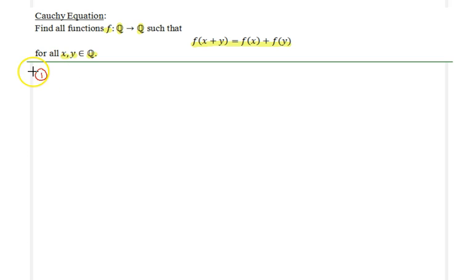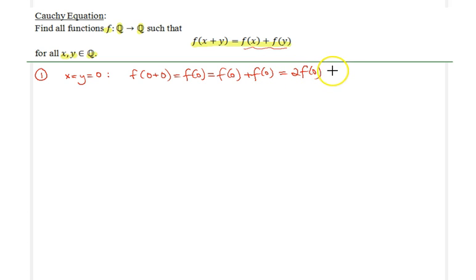In the first step, notice that by plugging in x equals y equals 0 into the equation, we get f of 0 plus 0, which is equal to f of 0, equal to, from the right hand side, f of 0 plus f of 0, which is 2f of 0. From here, f of 0 being equal to 2f of 0, there's only one explanation, and it is that f of 0 is simply equal to 0. So that's the first result that I would like to highlight.